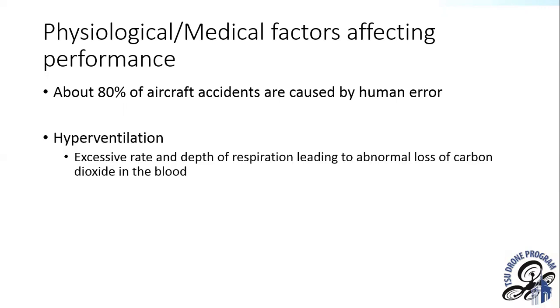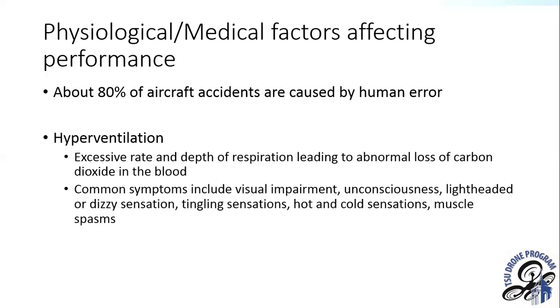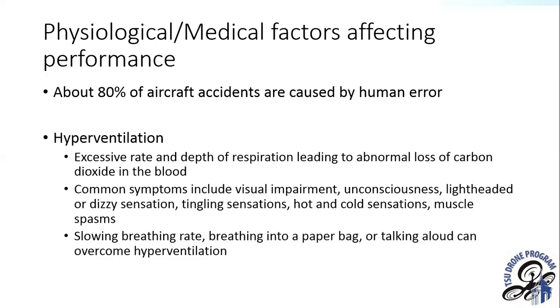So the first one is a situation called hyperventilation, and this is where there is an excessive rate and depth of respiration leading to abnormal loss of carbon dioxide in the blood. The common symptoms include visual impairment, unconsciousness, lightheaded or dizzy sensation, tingling sensations, hot and cold sensations, and muscle spasms. And the way to overcome this is to slow the breathing rate, like breathing into a paper bag or talking aloud. And this can help overcome some of these effects.